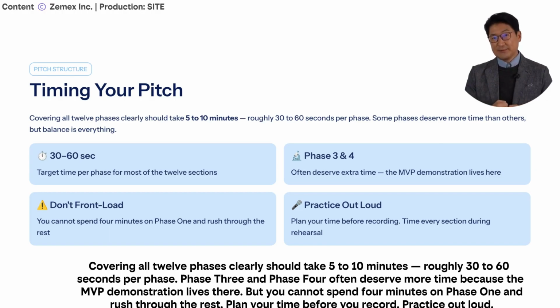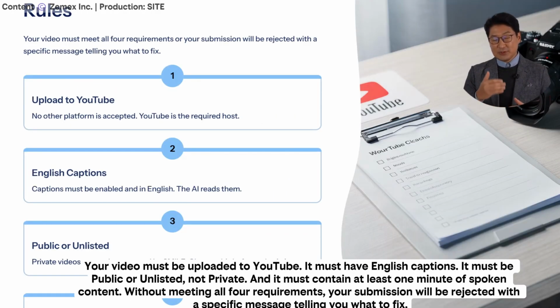Practice out loud. Your video must be uploaded to YouTube. It must have English captions. It must be public or unlisted, not private. And it must contain at least 1 minute of spoken content. Without meeting all 4 requirements, your submission will be rejected with a specific message telling you what to fix.